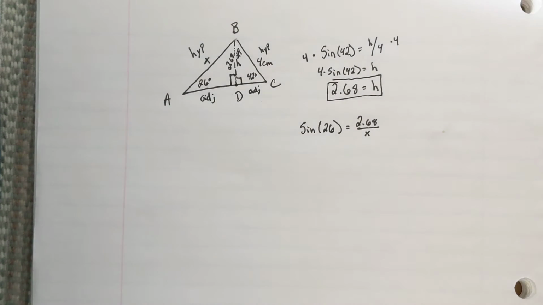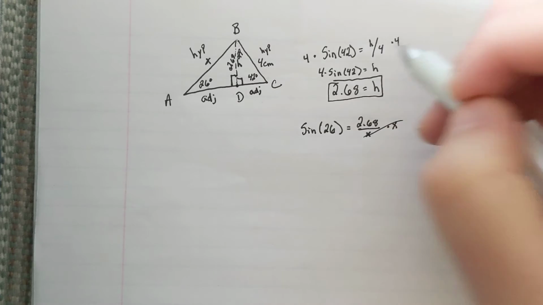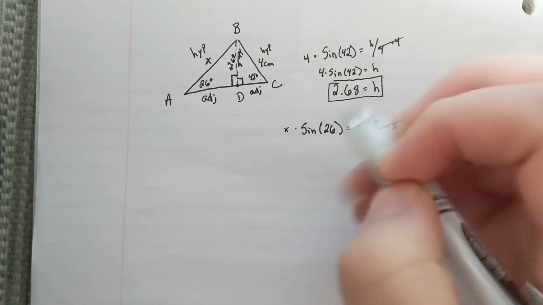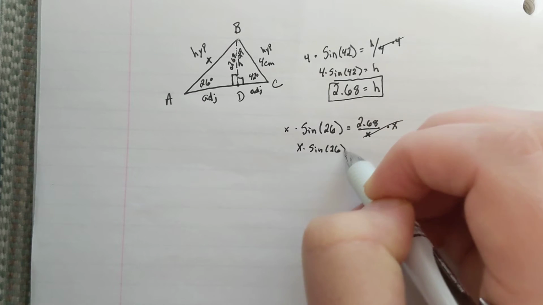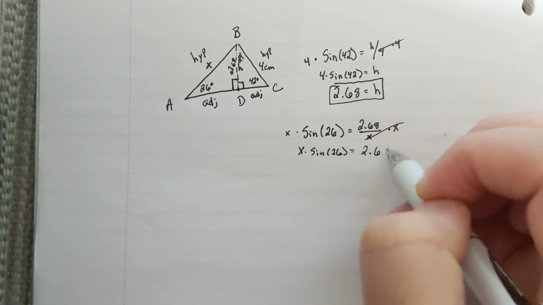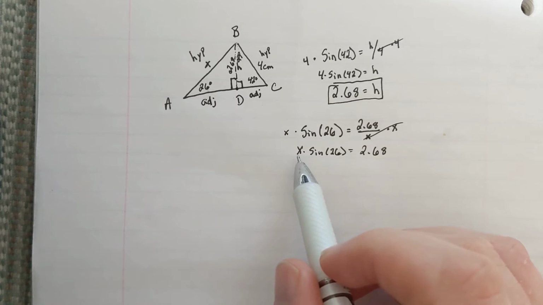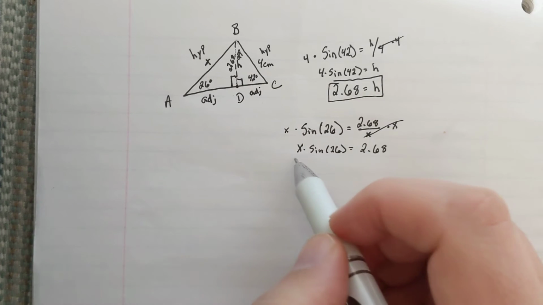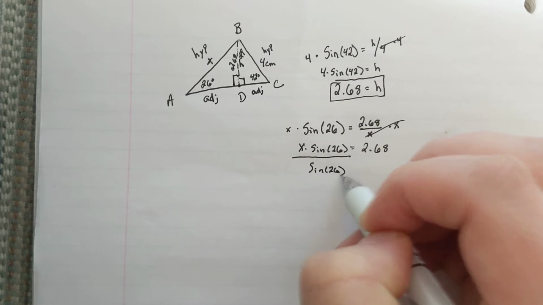Just like above, to get rid of that fraction, we're going to multiply by x to cancel that on the bottom. x times sine of 26 equals 2.68. Now to solve this for x, because it's not by itself, we have to undo multiplying by sine of 26. So we divide by sine of 26.